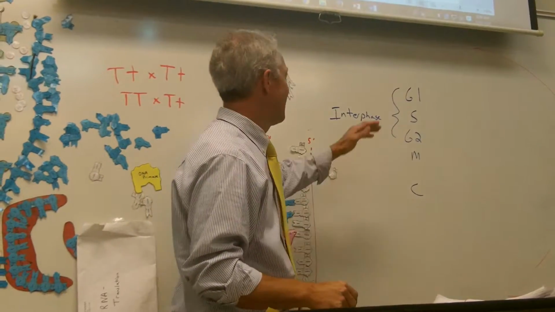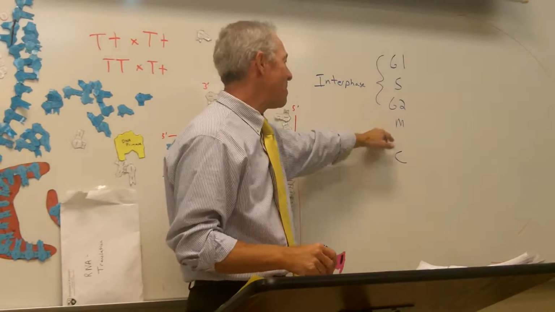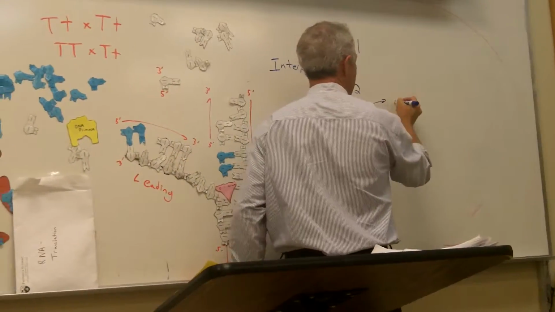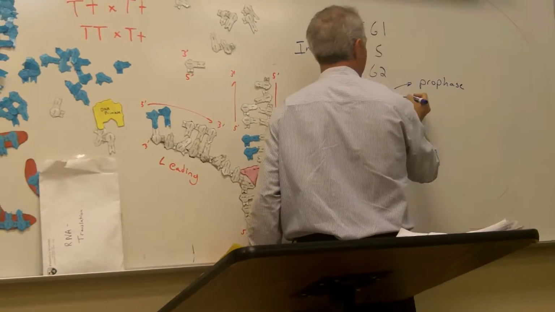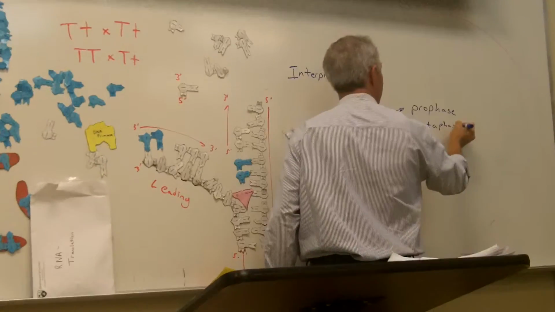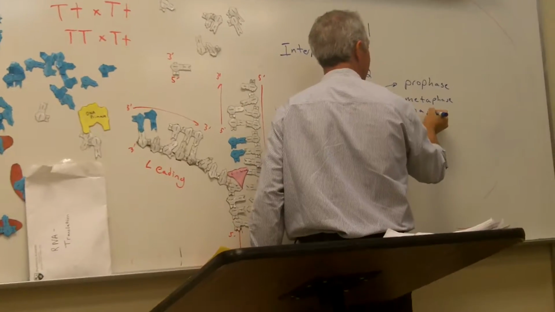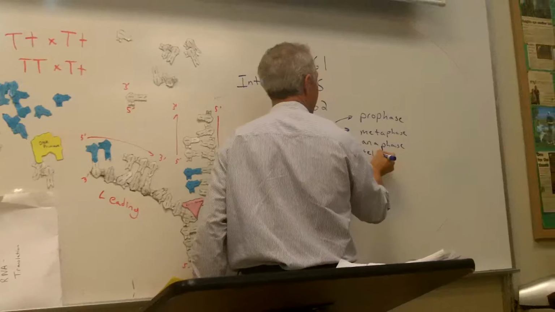All right. Next is M phase. What happens in M phase? Well, M phase is made up of 4 different phases. Prophase, that's my phase because I'm pro. Metaphase. Anaphase, that's Anna's phase. And telophase.